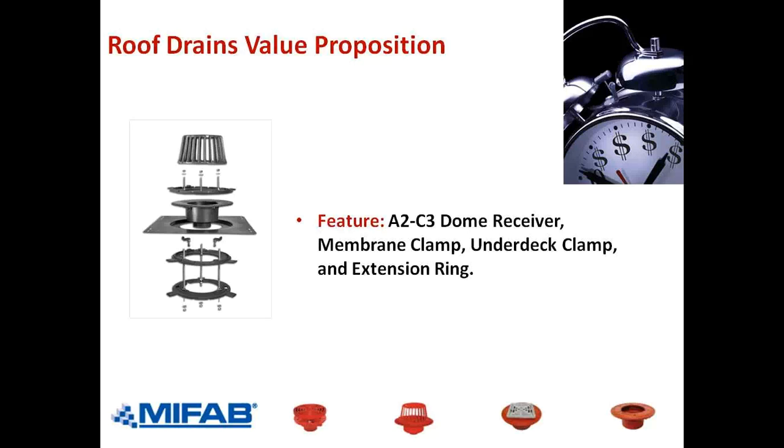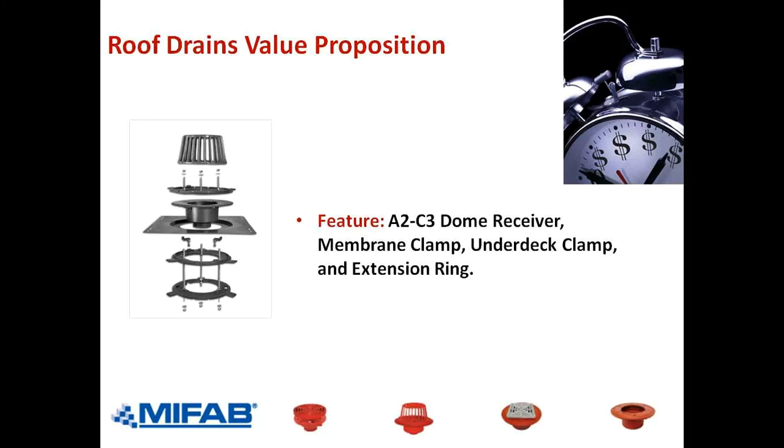So one feature is that we have combined the A2C3 part to do many things, and that's a common theme with MyFab. We're a very modular system. The A2C3 part is our dome receiver. So if we're looking at the blowout detail on the PowerPoint on the left, you have the dome at the very top. Underneath that is a flat ring. That's the A2C3. That A2C3 bolts to the A2 body. The dome goes into the A2C3.